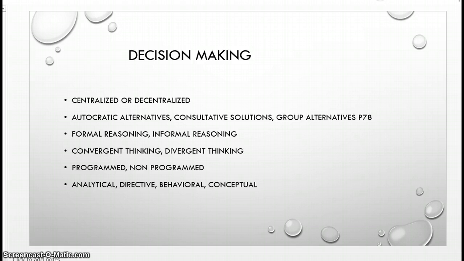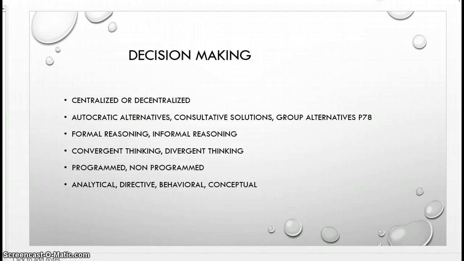If you'll recall back in chapter 3, we talked about whether decision making is centralized or decentralized. That's actually in chapter 15, whether it's centralized or decentralized, which means does decision making come from higher levels of the organization or lower levels. Some of the things in chapter 3 about decision making had to do with how many people are involved in the decision making process. On page 78, you'll see where they discuss autocratic alternatives, consultative solutions, and group alternatives. Those all relate to how many people are involved in the decision making.